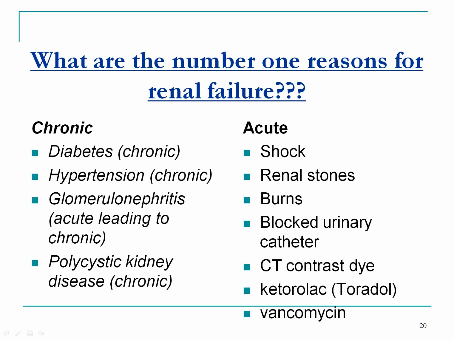So what are the causes of renal failure? For chronic renal failure: diabetes, hypertension, glomerulonephritis, lupus, and polycystic kidney disease. For acute renal failure: renal stones, burns, blocked urinary catheter, low cardiac output, and CT dye, vancomycin, or ketorolac.